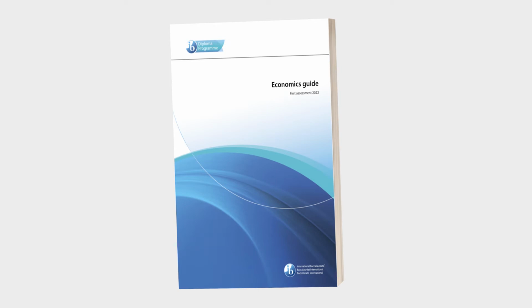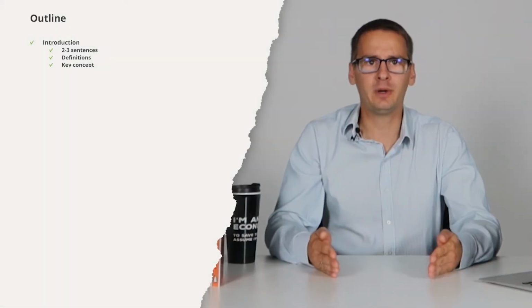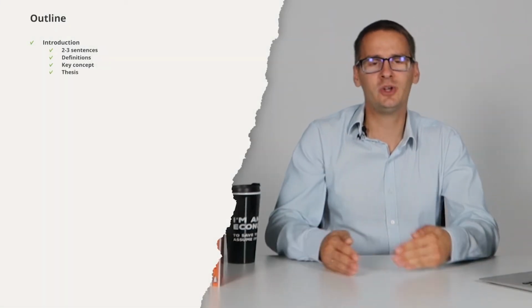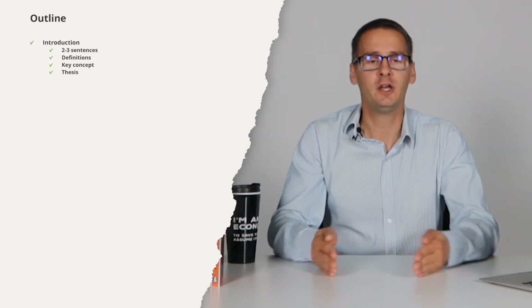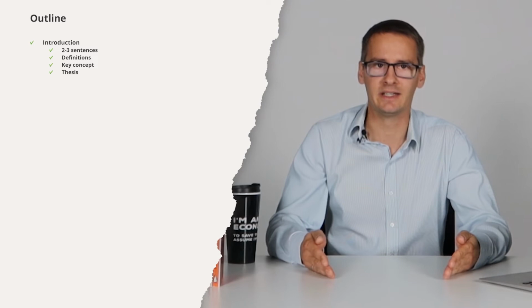When it comes to writing this part, make sure you check pages 12 to 14 in the IB Economics Guide, as the IB gives a very detailed account of each of these key concepts that you can then use to justify their relevance. You can also incorporate this into your thesis statement, which is the ending of your intro, or if you want, you can have a separate paragraph for your key concept together with your thesis.